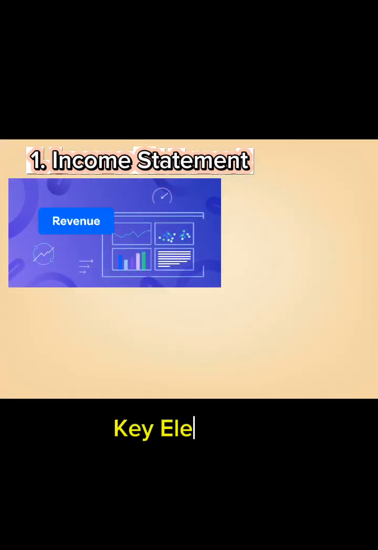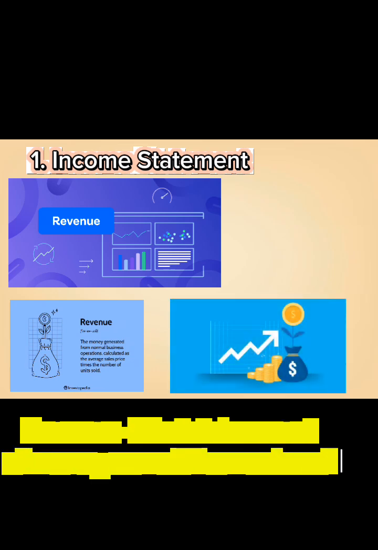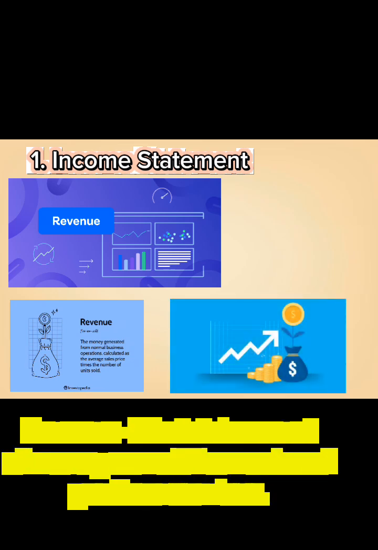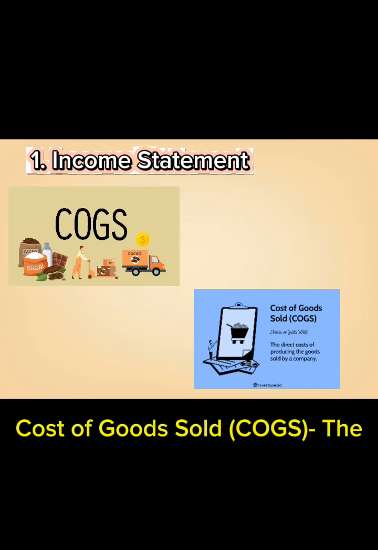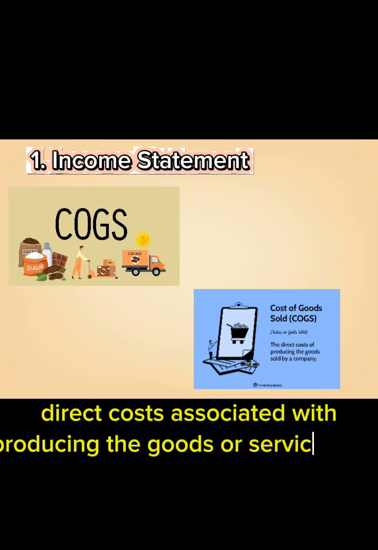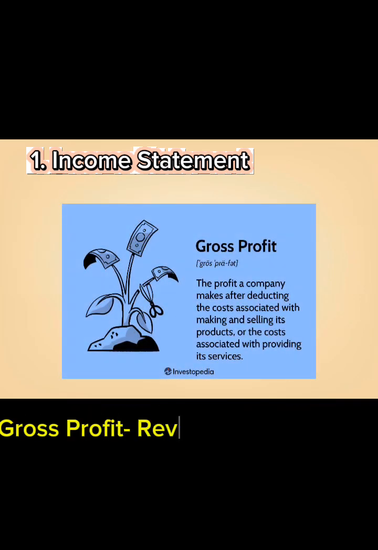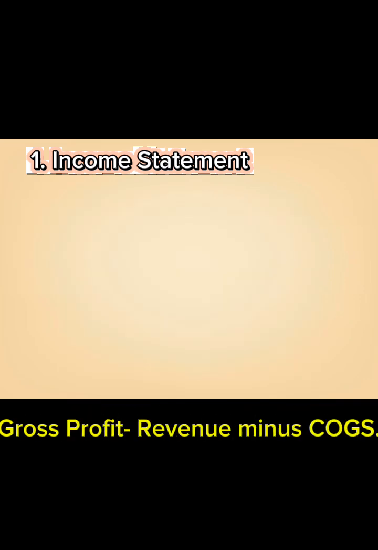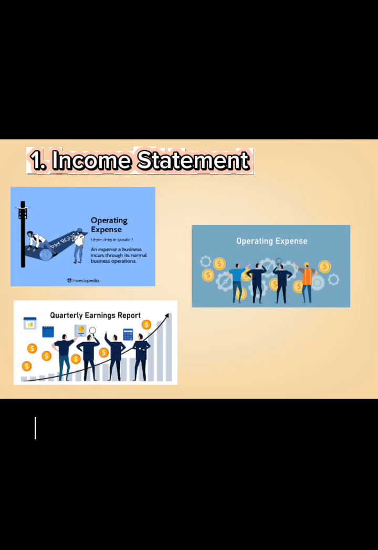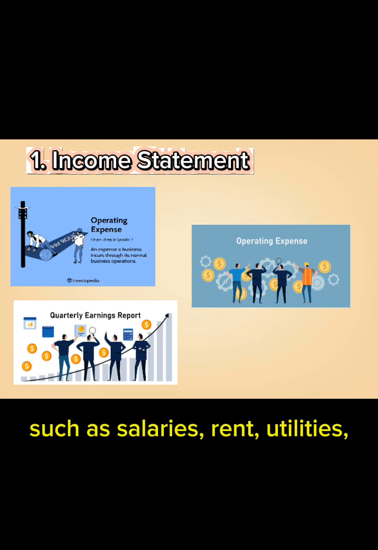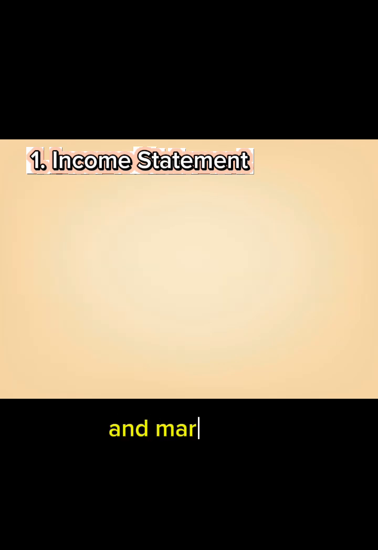Key elements: revenue, the total amount of money earned from sales of goods or services. Cost of goods sold, COGS, the direct costs associated with producing the goods or services sold. Gross profit, revenue minus COGS. Operating expenses, costs incurred in running the business, such as salaries, rent, utilities, and marketing.